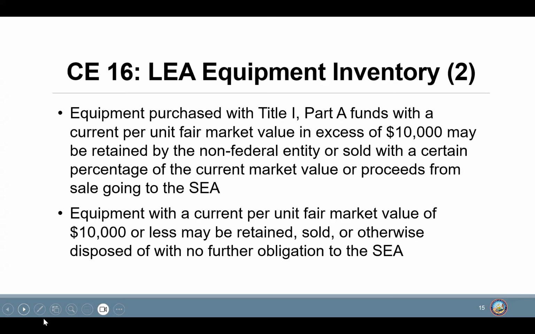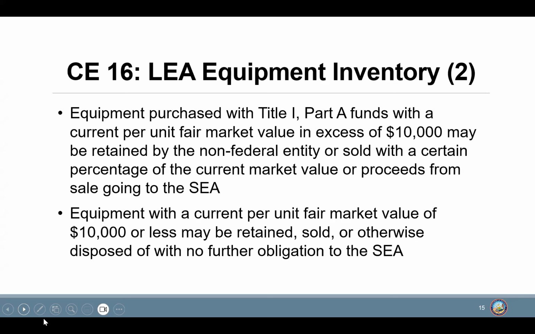The historical inventory should also include the original cost of the item, the percentage of federal participation in the project costs for the federal award under which the property was acquired. Because Title I Part A budgets are usually large, most of your items funded with Title I will be 100% funded with Title I and not split funded with another funding source.